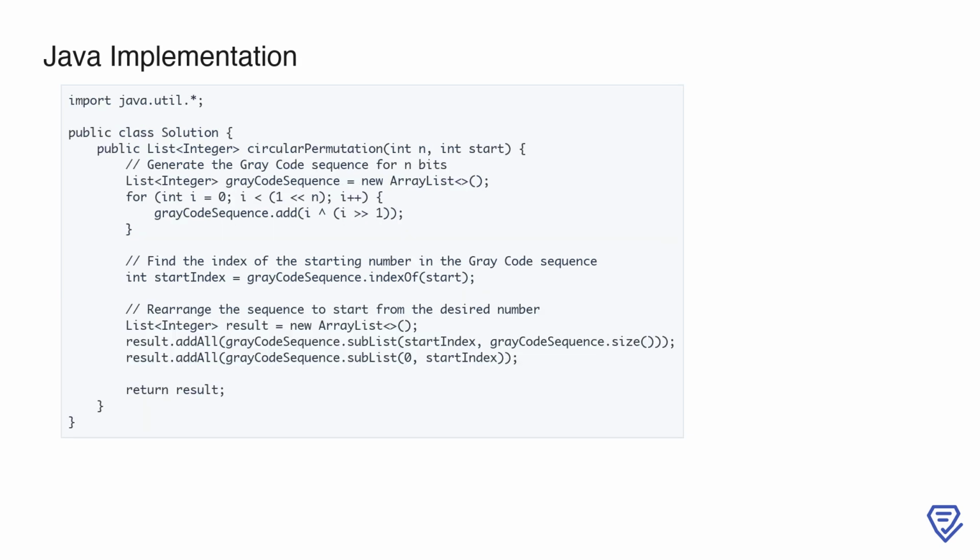This is the Java implementation of LeetCode problem number 1238, circular permutation in binary representation. It mirrors the logic of the Python solution, generating the gray code sequence, finding the desired starting index, and rearranging the sequence. Key differences include using Java's List for dynamic arrays, explicit type declarations, and the use of ArrayList methods for sublist operations. This implementation is complete and adheres to Java coding conventions.